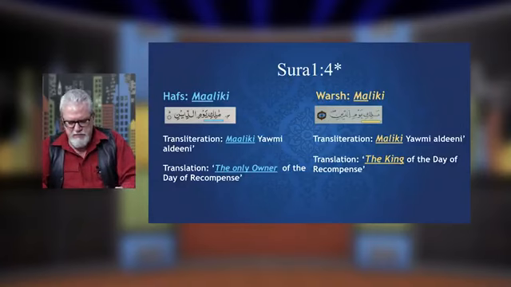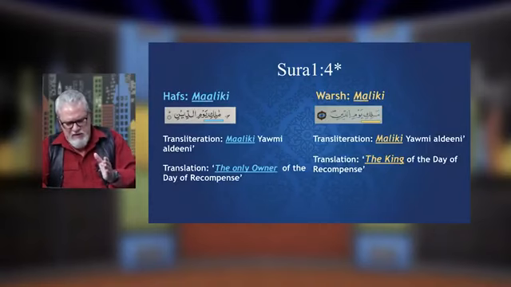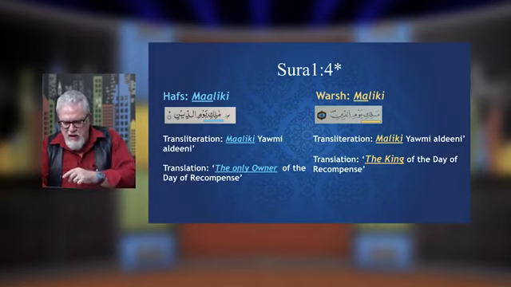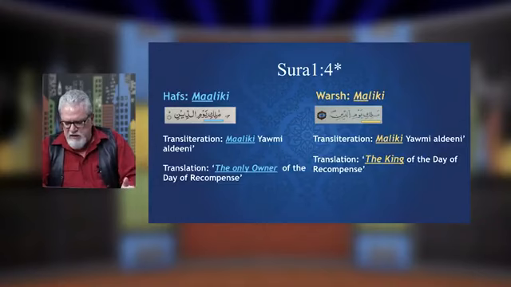Hafs, Malik. Warsh, Malik. Okay. So it's an elongated A. Yes, or Aleph. What you look there, it's actually the dagger aleph that has been added above the mim, there in the Hafs on the left side, which does not exist in the Warsh on the right side. The dagger aleph is not there. It's just a fatha, a normal fatha.